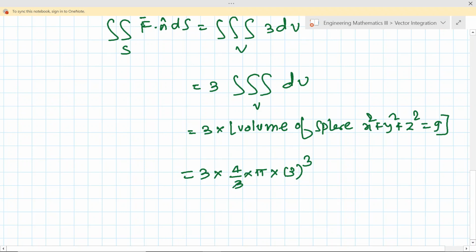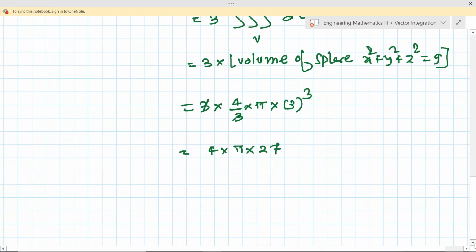The radius is 3, so the 3 gets cancelled. This is 4 into pi into 3 cube, and 3 cube is 27. Four times 27 is 108. So this is 108 pi. This is the surface integral of f bar dot n cap ds over S.